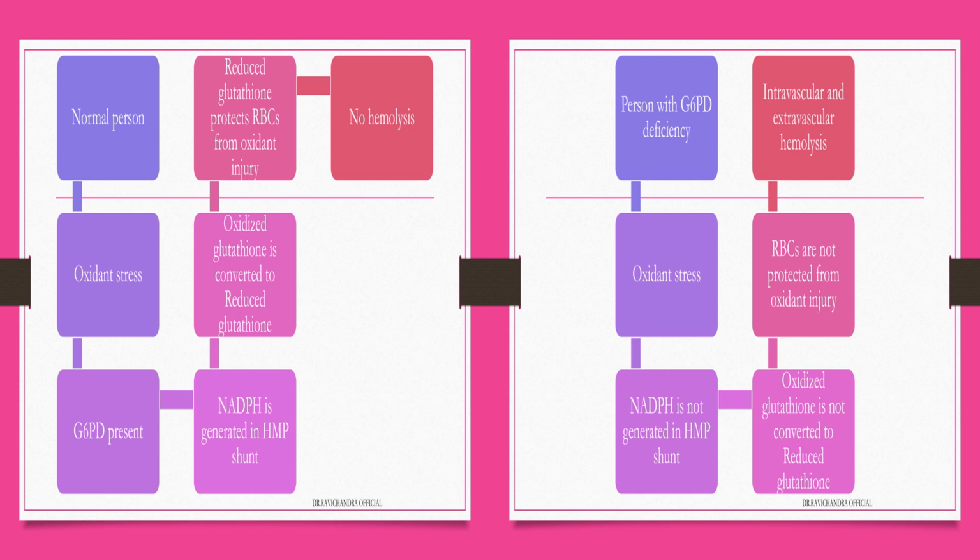But in the case of G6PD deficiency, glucose 6-phosphate dehydrogenase enzyme deficiency, when there is oxidant stress, NADPH is not generated in the HMP shunt pathway. As a result, glutathione is not reduced. As there is no reduced glutathione, RBCs are not protected from the oxidant injury. It will result in hemolysis. If this hemolysis occurs in the blood vessel, it is intravascular hemolysis. And if it is happening outside the blood vessel, then it is extravascular hemolysis. So in G6PD deficiency, both intravascular and extravascular hemolysis will occur.